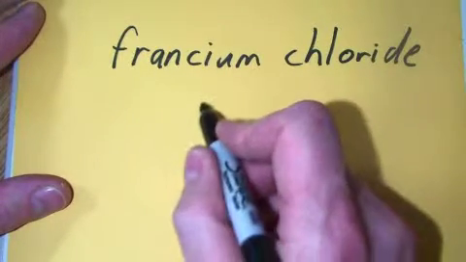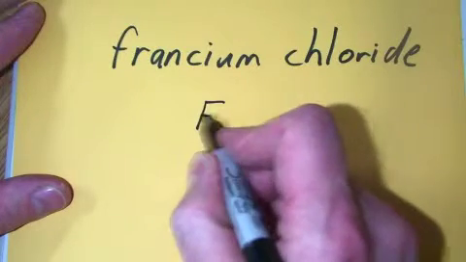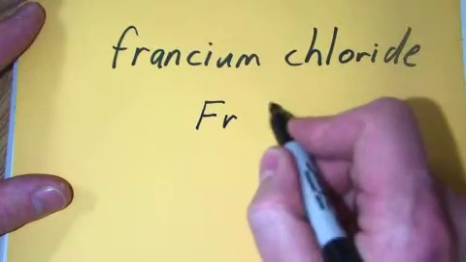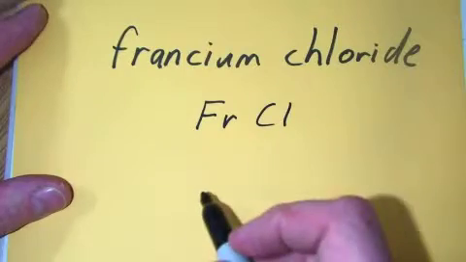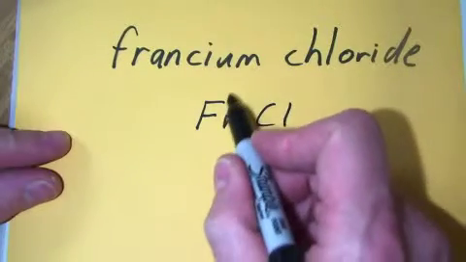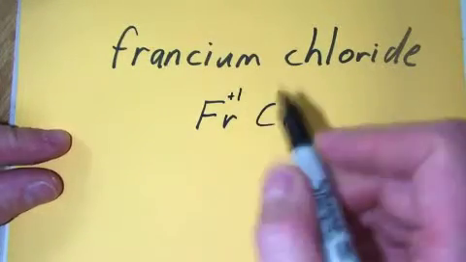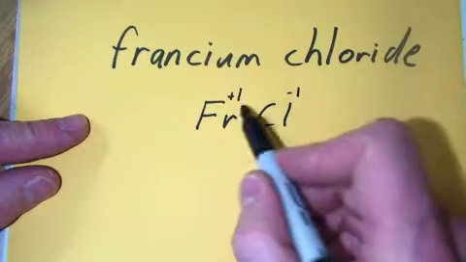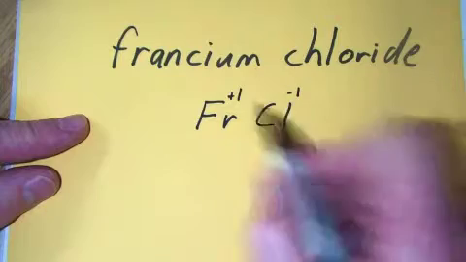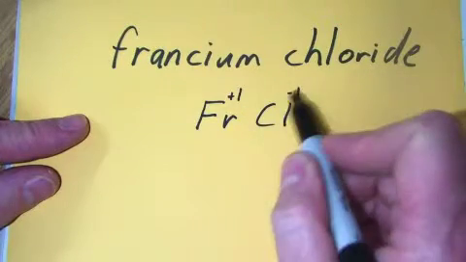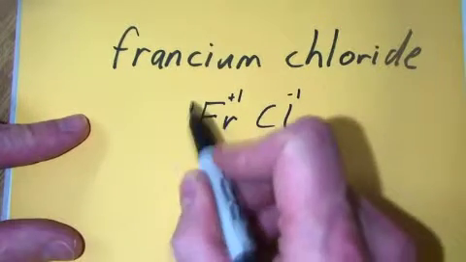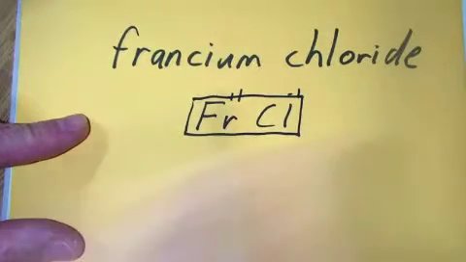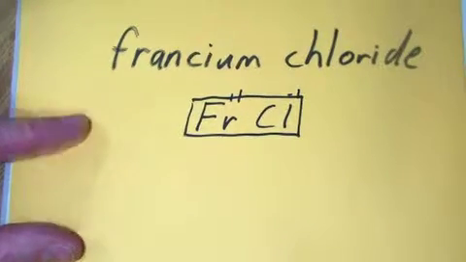You start by writing the symbols, francium, and then for chloride. Then you write their charges. Francium is in group 1, so it is a +1. Chloride is in group 7, so it is a -1. And then you cross the numbers. Bring the 1 down here. We don't write 1. Let's bring the 1 down there. So francium chloride's formula is FrCl.